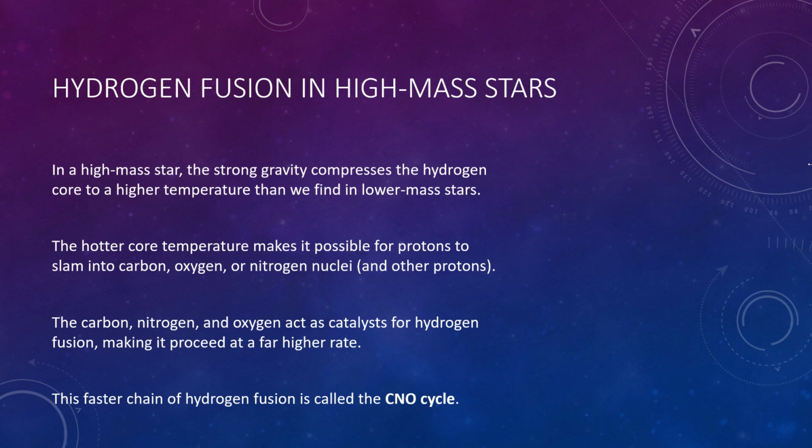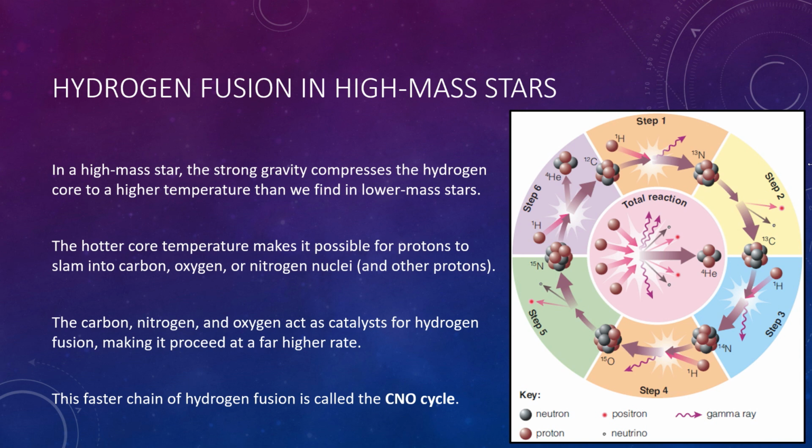A low-mass star, like our Sun, fuses hydrogen into helium through the proton-proton chain. In high-mass stars, however, the strong gravity compresses the hydrogen core to a higher temperature than we find in lower-mass stars. The hotter core temperature makes it possible for protons to slam into carbon, oxygen, and nitrogen nuclei, as well as into other protons. So it's not just the proton-proton chain working anymore. Protons can collide with other elements. So we have a new cycle of reactions.